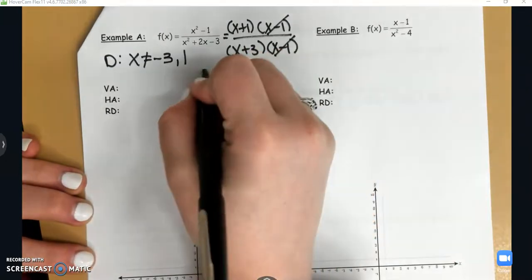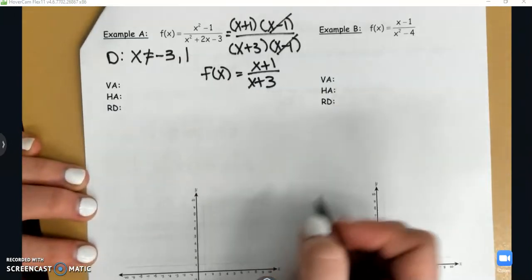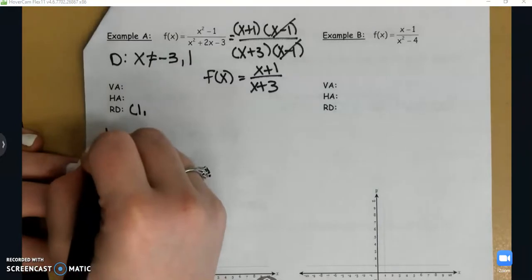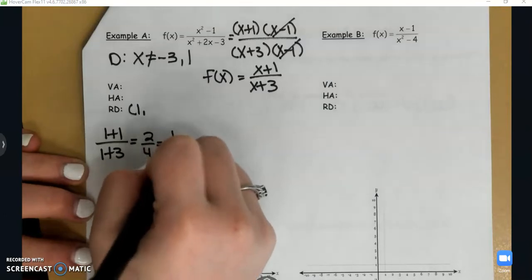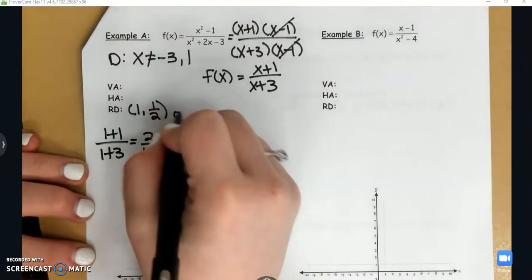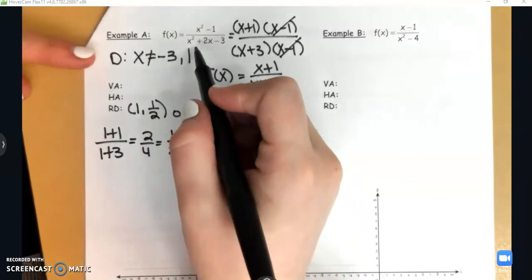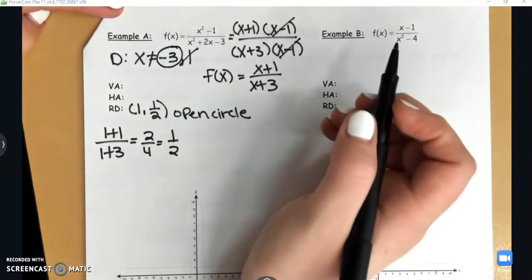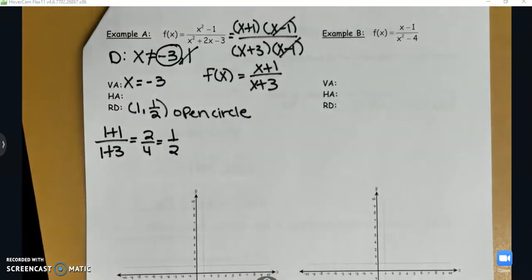So my simplified function, after I cancel the x minus 1's, is x plus 1 over x plus 3. So my removable discontinuity is 1, and I find the y value by plugging in 1 to that function. So 1 plus 1 over 1 plus 3, that's 2 over 4, or 1/2. So there's our removable discontinuity. That's going to be an open circle on our graph. Okay. So that became a removable discontinuity, which means our remaining domain exclusion is -3, and that becomes my vertical asymptote. So x equals -3.